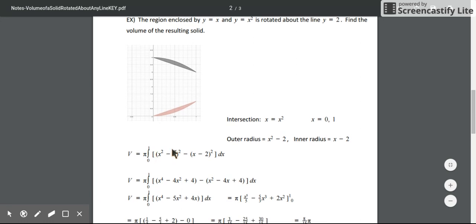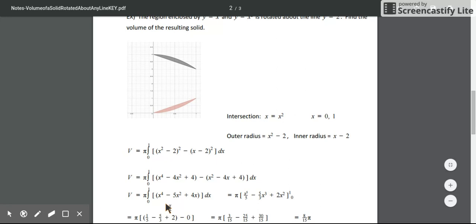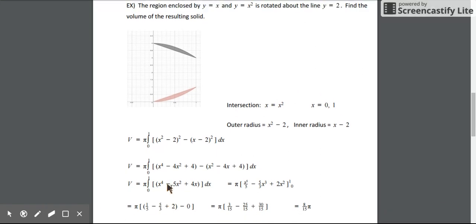Squaring this binomial gives us x to the fourth minus 4x squared plus 4. Squaring this binomial gives us x squared minus 4x plus 4. We're subtracting that entire polynomial there, so make sure you distribute that negative throughout. And when we simplify, we end up with x to the fourth minus 5x squared plus 4x. That's what we're going to antiderive and evaluate.